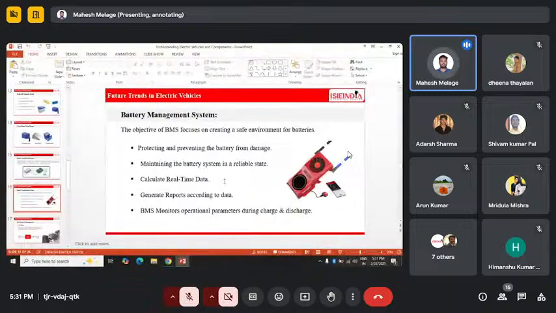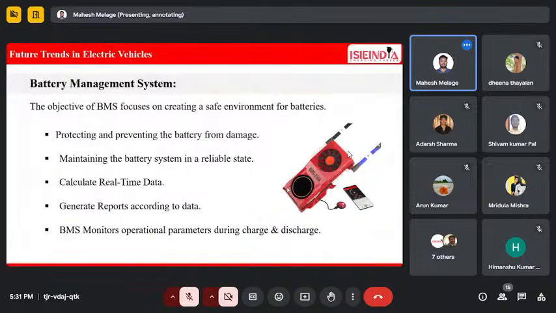These are the functions or objectives of the battery management system. Now we discuss the protective device. The battery is the major part of an electric vehicle, so it is necessary to protect it from abnormal conditions. We use the BMS. It is a protective or preventive device. It maintains the battery system in a reliable state.